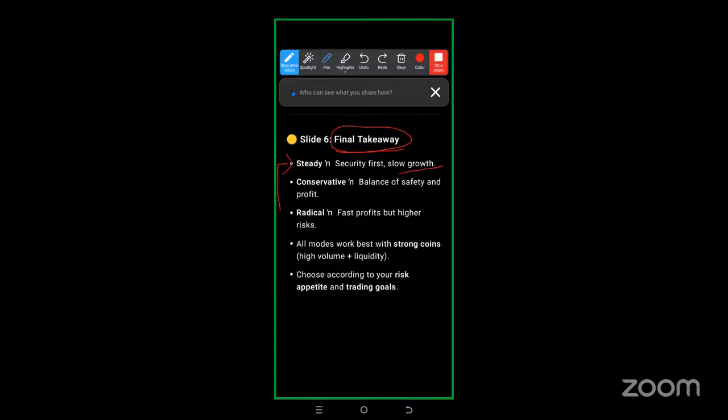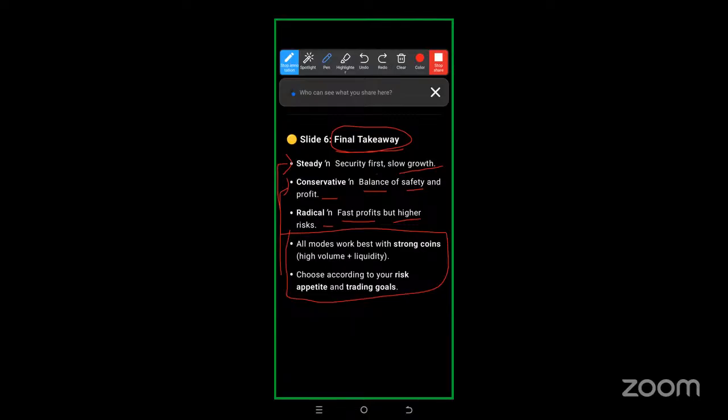Security first and slow growth. When we come to conservative, as we have seen them, there is a balance of safety and profit. And when we come to the radical, fast profits but higher risks. And as we come to the end of these modes, all modes work best with strong coins, high volume plus high liquidity. Not every coin. You need to select coins to trade with.